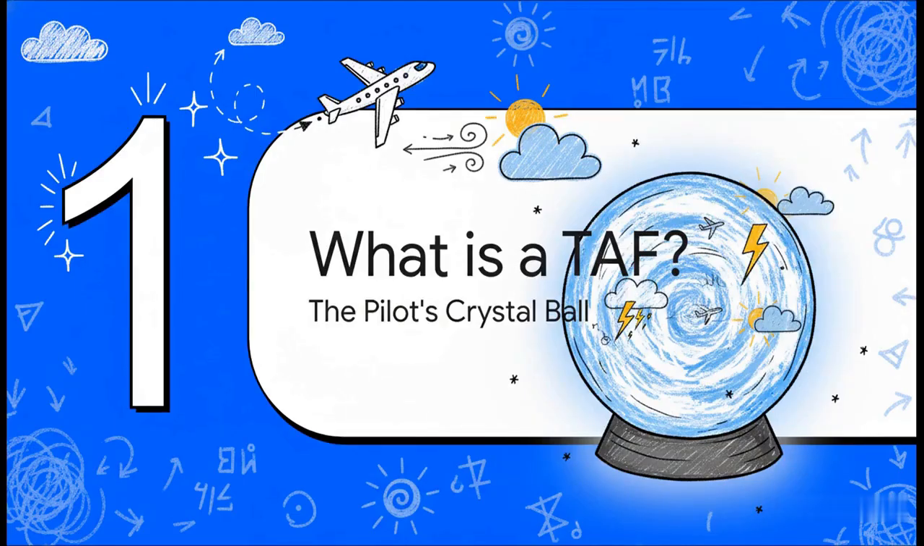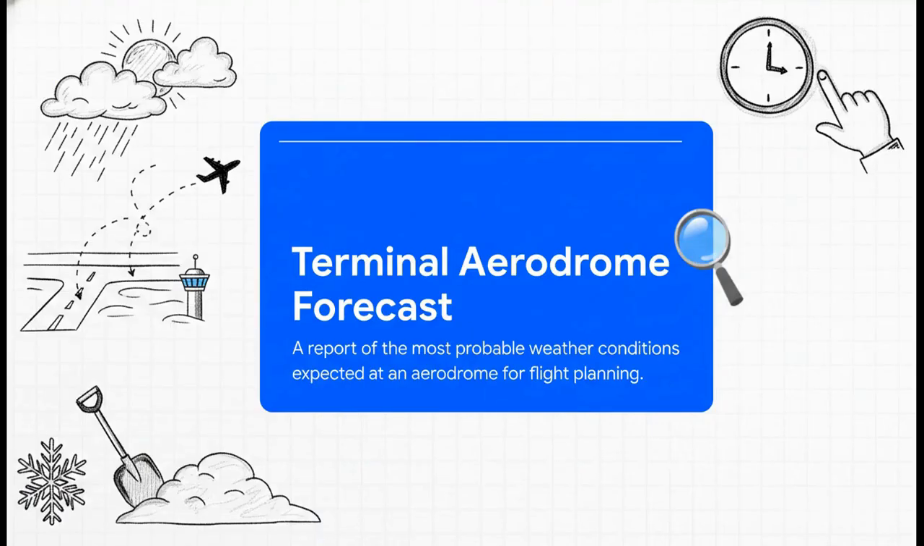Okay, let's dive right into Section 1. Why do we call this thing the pilot's crystal ball? What is its fundamental purpose? So the most important thing to get straight is this. A TAF is not what's happening right now. That's what a METAR is for. A TAF is a forecast. It's a meteorologist's best prediction of the weather to come, usually within 5 nautical miles of an airport.